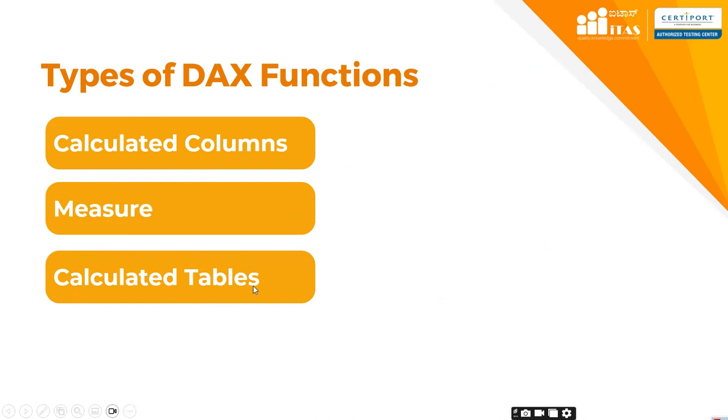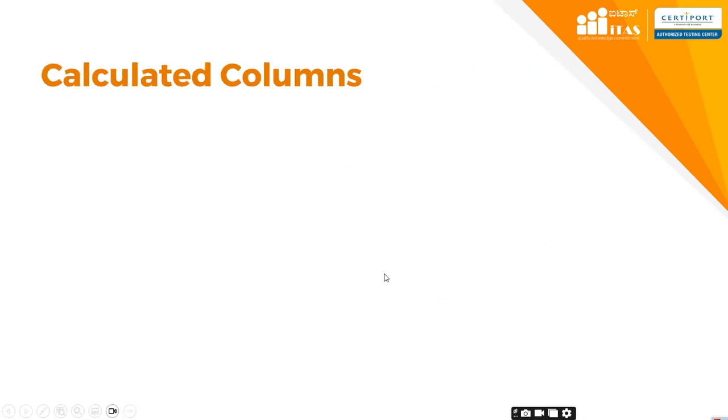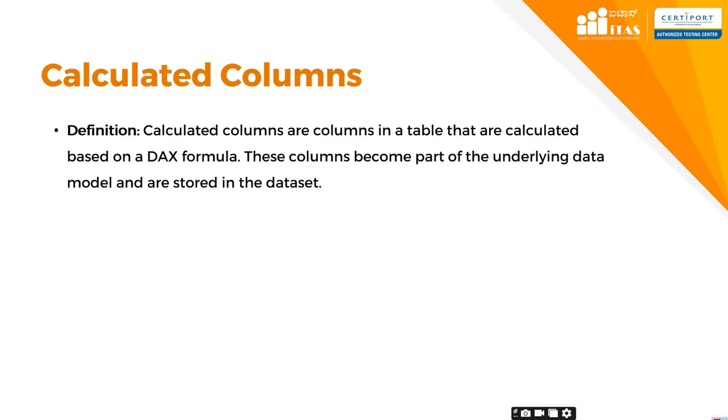Now, I'll explain about this and then we'll go and work on some exercises. What are calculated columns? Calculated columns are columns in a table that are calculated based on a DAX formula. That is, we actually create one column in the table itself.